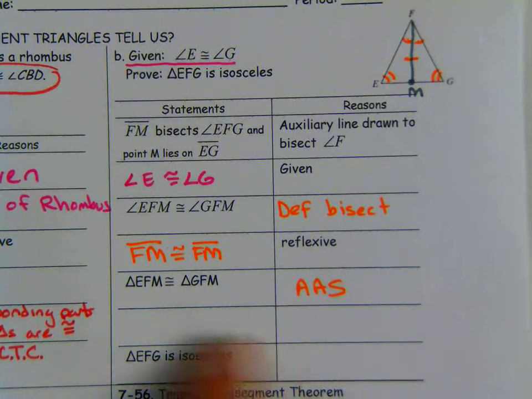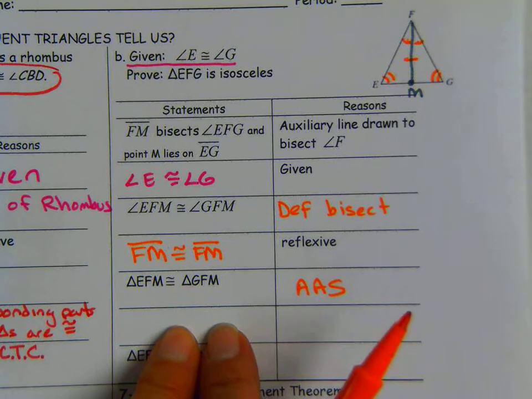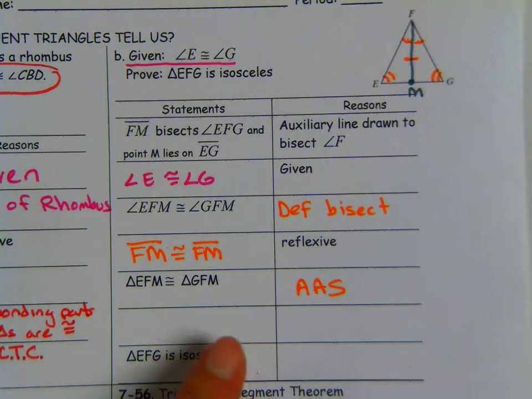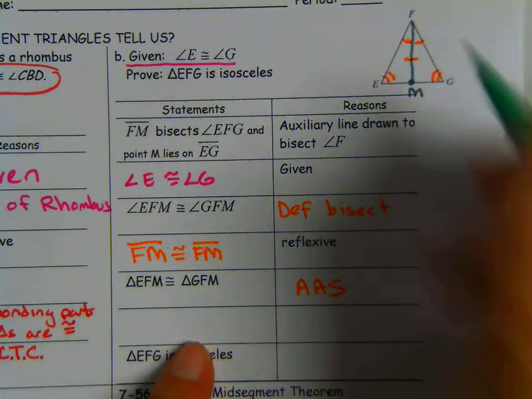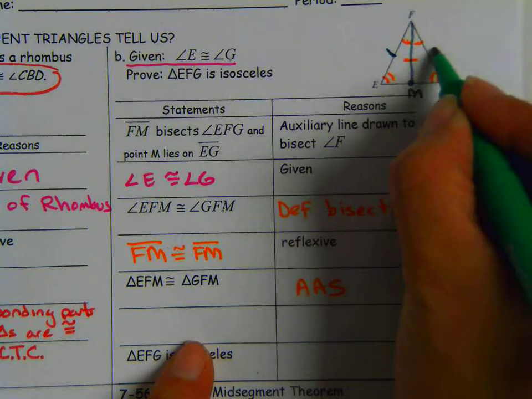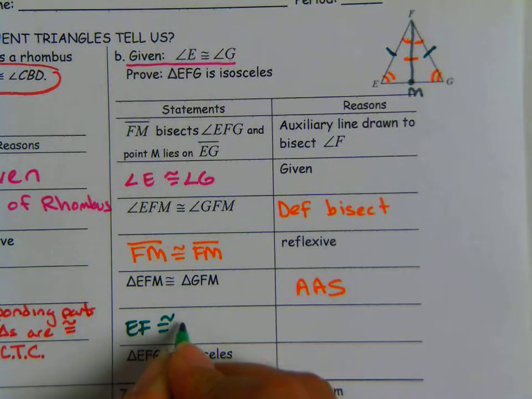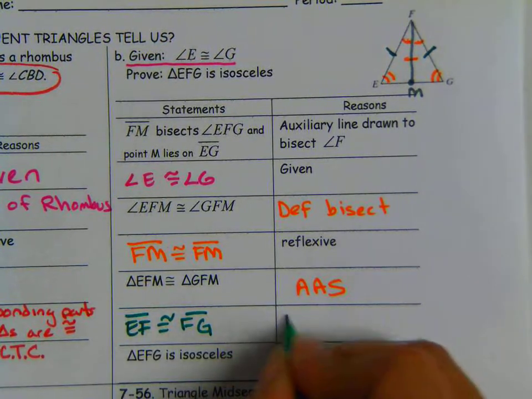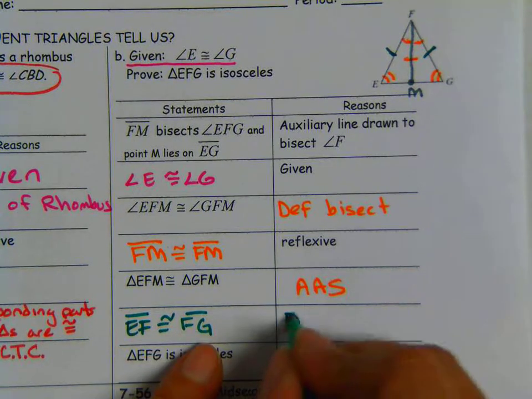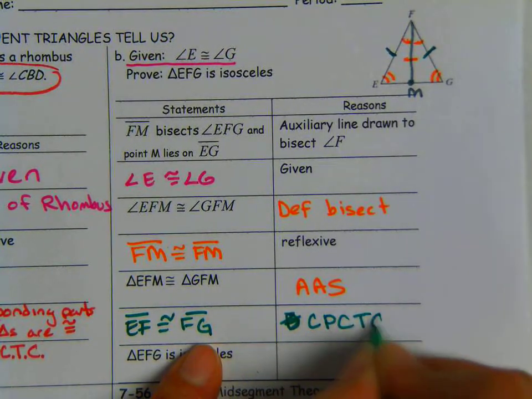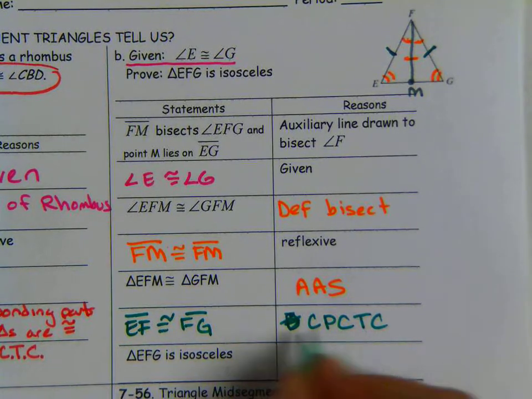All right, and then finally, remember, my goal is to show that this is isosceles. So I really need to show that two of the sides are the same, right? That's a definition of isosceles. So I can show that this must be the same as that. So EF is congruent to FG. And that's because I know my parts are the same. So CPCTC: Corresponding parts of congruent triangles are congruent.